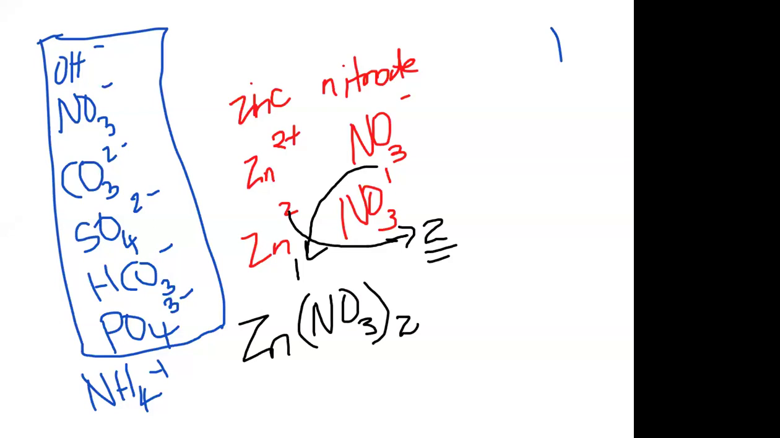Somebody's asking, what are we doing? We are doing formula writing for polyatomic ions. Now, polyatomic ions are made up of more than one atom. So we have hydroxide, which is made up of OH, and the charge on the ion is OH minus. We have nitrate, which is NO3 minus. We have CO3 2 minus.